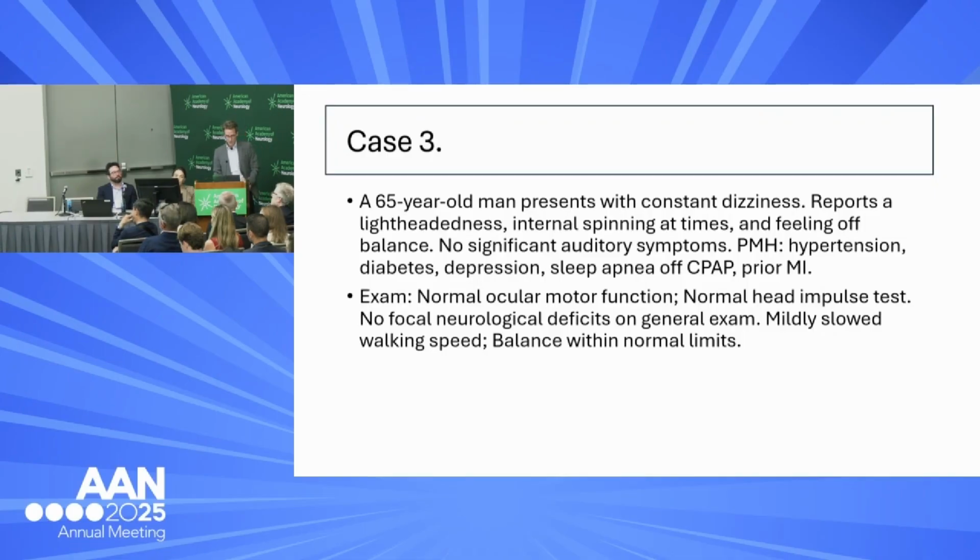Okay, so moving on to my last case. This is a 65-year-old person who presents with constant dizziness, reports lightheadedness, internal spinning at times, and feeling off balance, with no significant auditory symptoms, but has a really relevant past medical history: hypertension, diabetes, depression, sleep apnea off CPAP, prior MI, on a number of medications for these. The exam is basically normal: normal ocular motor function, normal head impulse test, no focal neurologic deficits, maybe a little bit of slowing of walking speed, but balance is normal.